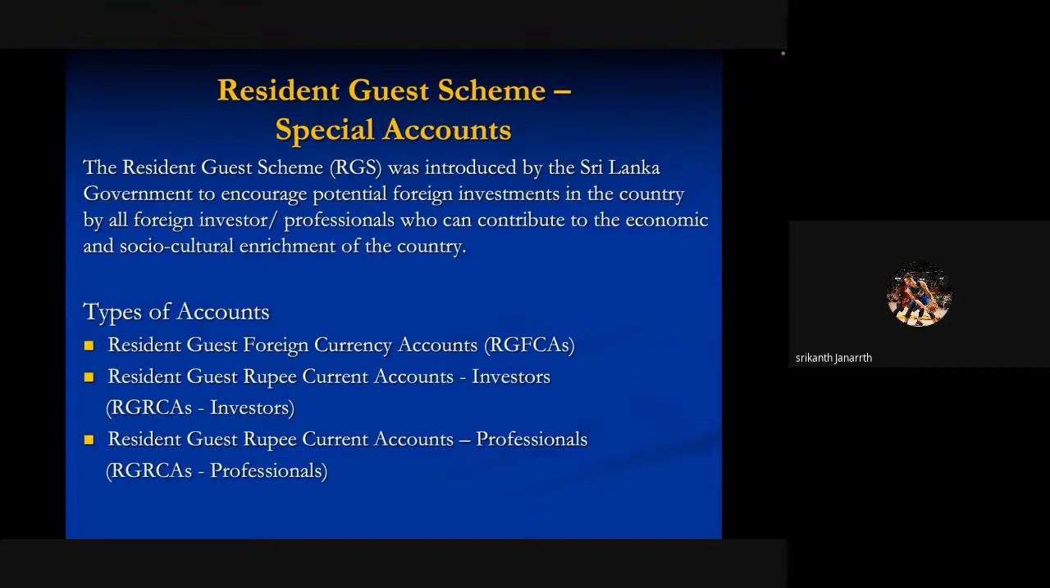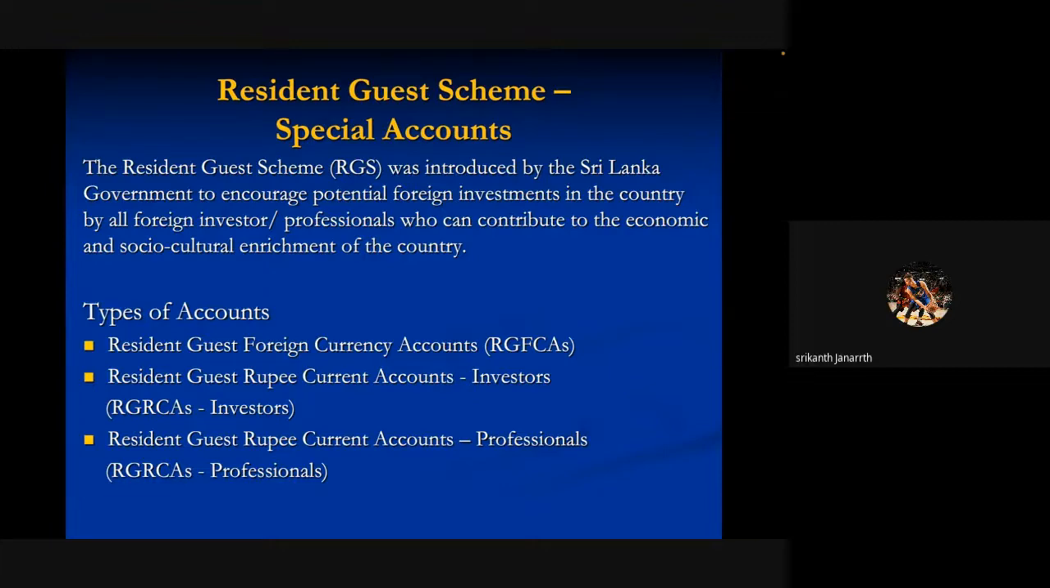So they have to bring investment. There is an account called the resident guest foreign currency account. Then there are two other types of account: the resident guest rupee account, a rupee current account for an investor and a professional. There are two categories: the investor, people who bring money, and the professional, anybody who can come and stay as a professional, say a doctor or a lawyer. They can come and serve here as a doctor. As long as they bring the required minimum amount, they can stay.